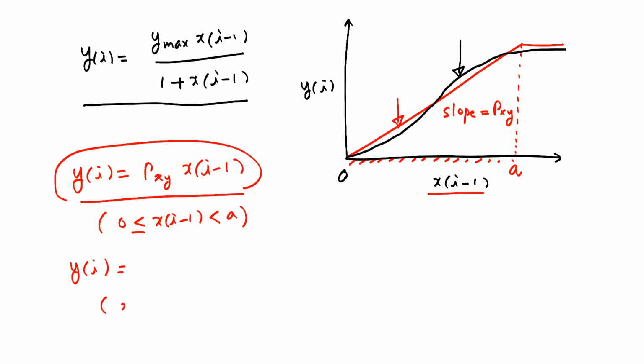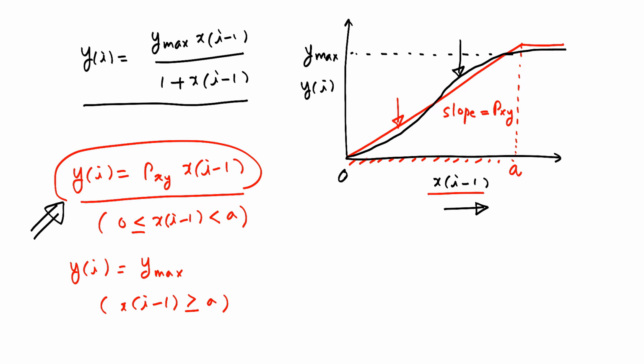In case X of i minus 1 is greater than or equal to A, we can say this is just Y max. And again, we know that this S function reaches Y max as X of i minus 1 increases. And from now on, when we model a simple two-gene regulatory network, we will use this equation, assuming that our X varies from 0 to A.